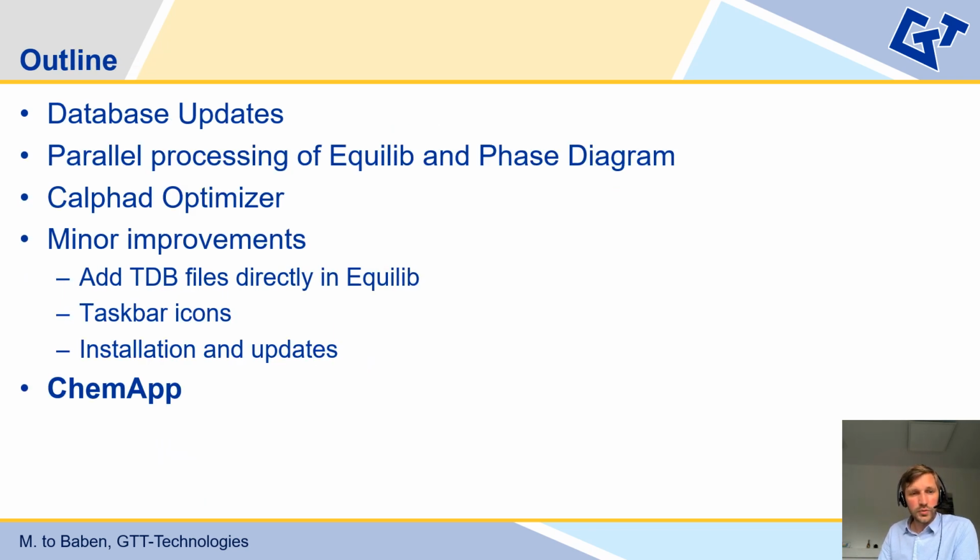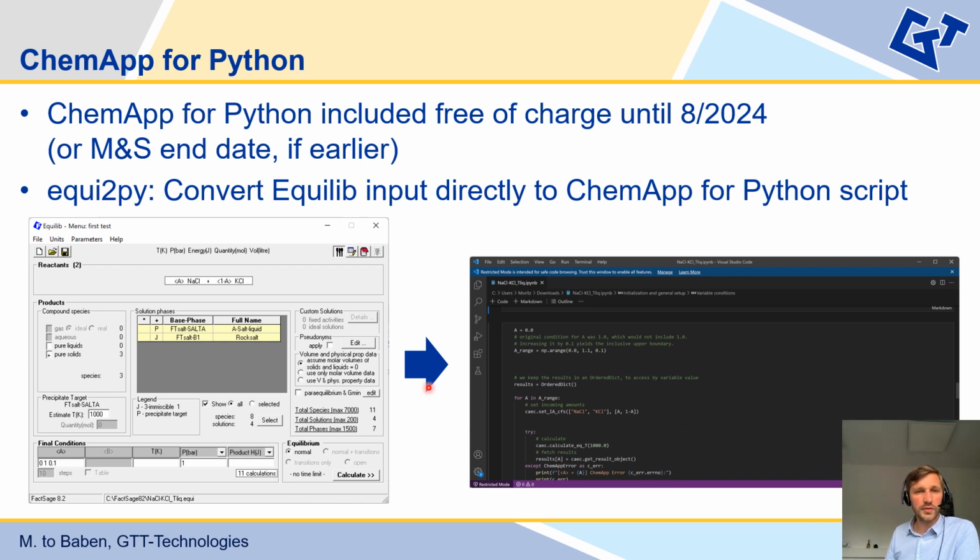Okay, and then the last point, you have seen the presentation by Florian earlier on ChemApp. So ChemApp for Python will be included free of charge until August 2024, or the maintenance and support end date if that is earlier. And so that gives you the chance to try out whether or not ChemApp for Python is something that is useful for you. Definitely will speed up the calculations by a factor of 10, roughly, is our experience.